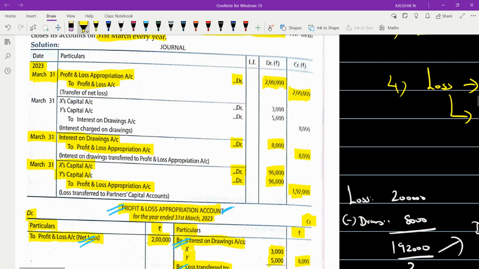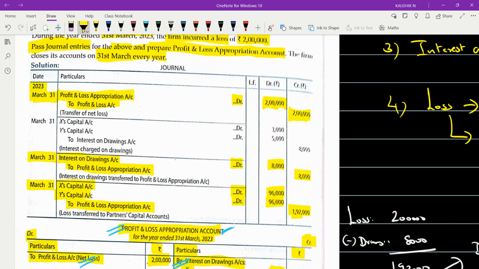So out of four journal entries, I hope you are clear with the three entries. There is no doubt about it. Does anyone have any doubt regarding any of these journal entries? Out of four, I am done with three journal entries as of now. So tell me any doubts regarding these three journal entries.